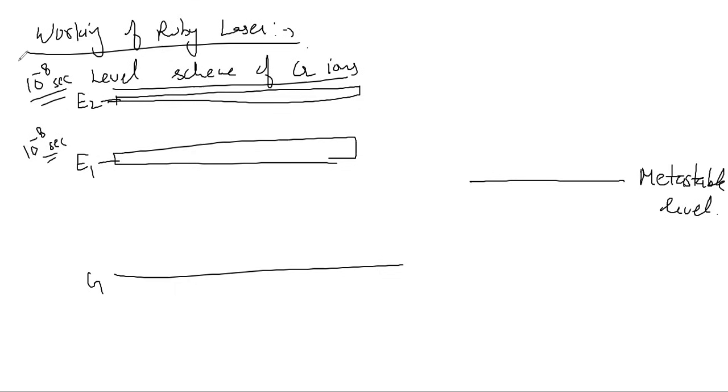Here, look at the lifetime. I'm saying these lifetimes are of the order of 10 raised to power minus 8 seconds. I'm saying metastable states are the excited states which have a lifetime which is much longer as compared to the regular lifetime of the excited states. And how much longer is that? It is usually greater than 10 raised to power minus 3 seconds. Those particular states are called metastable states. Here, this metastable state has a lifetime of 3 milliseconds.